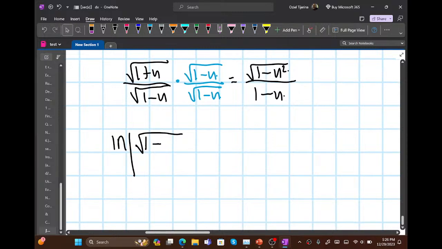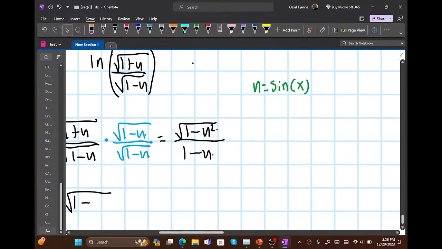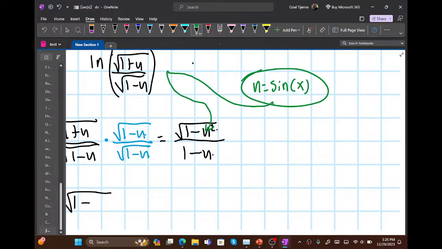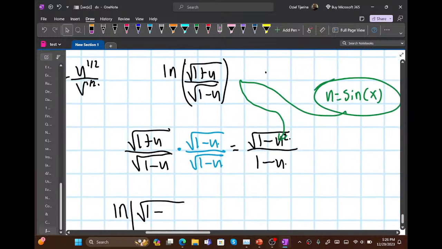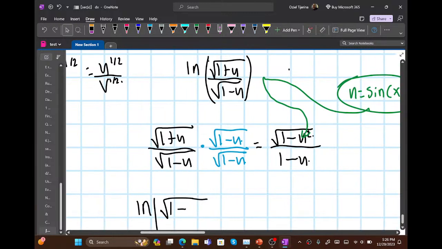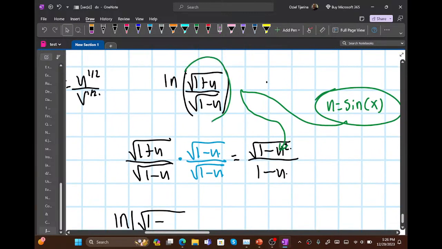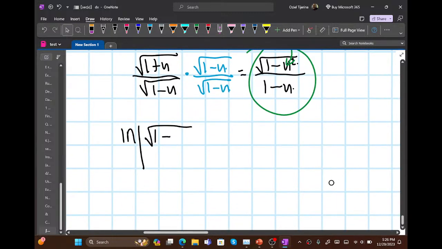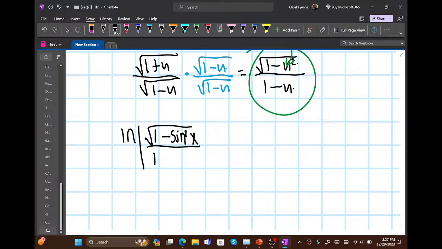So it's going to be 1 minus, and like I said, this will go in for that, because I rationalized this, so whatever was in here became this, okay? So we're just going to go ahead and put it all together. 1 minus the square root of 1 minus sine squared x over 1 minus sine x.